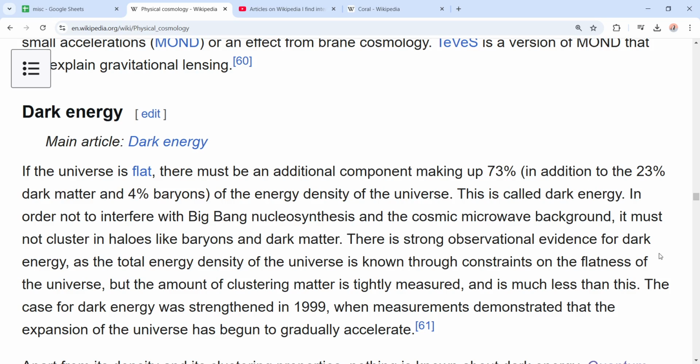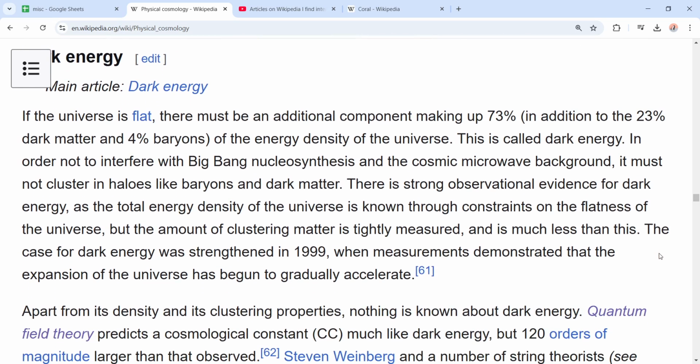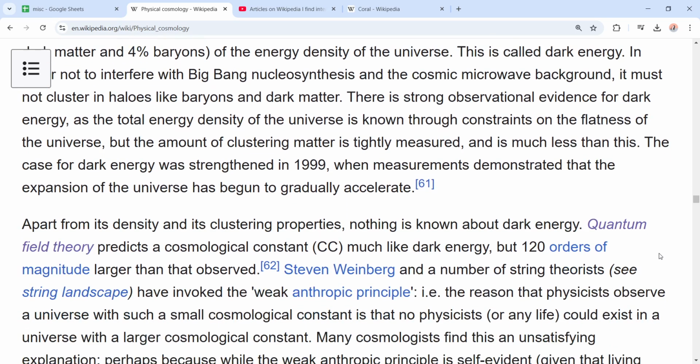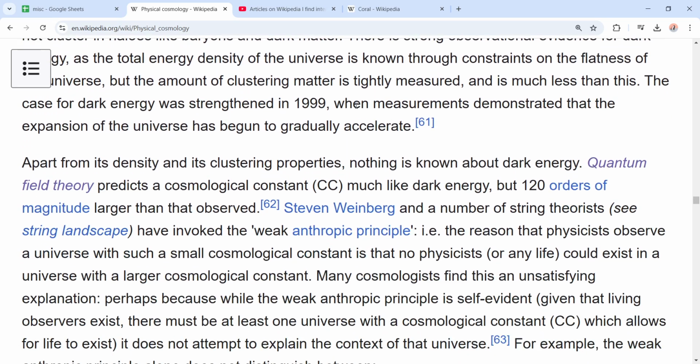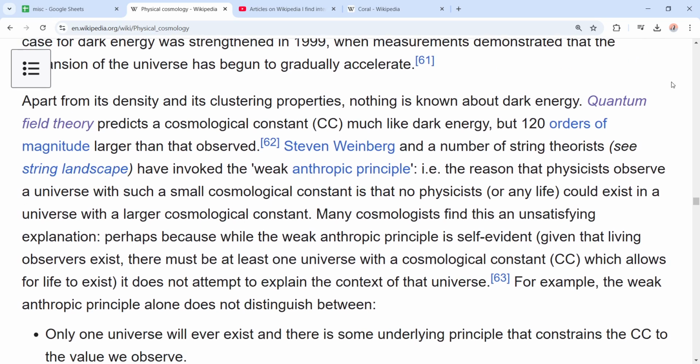There is strong observational evidence for dark energy, as the total energy density of the universe is known through constraints on the flatness of the universe. But the amount of clustering matter is tightly measured and is much less than this. The case for dark energy was strengthened in 1999 when measurements demonstrated that the expansion of the universe has begun to gradually accelerate. Apart from its density and its clustering properties, nothing is known about dark energy.